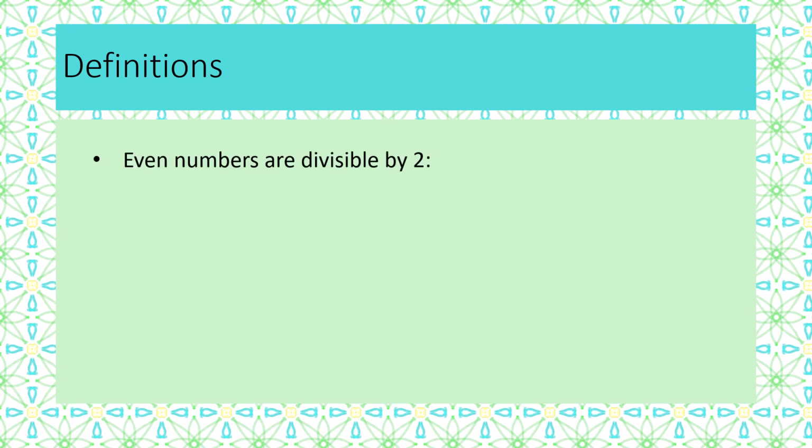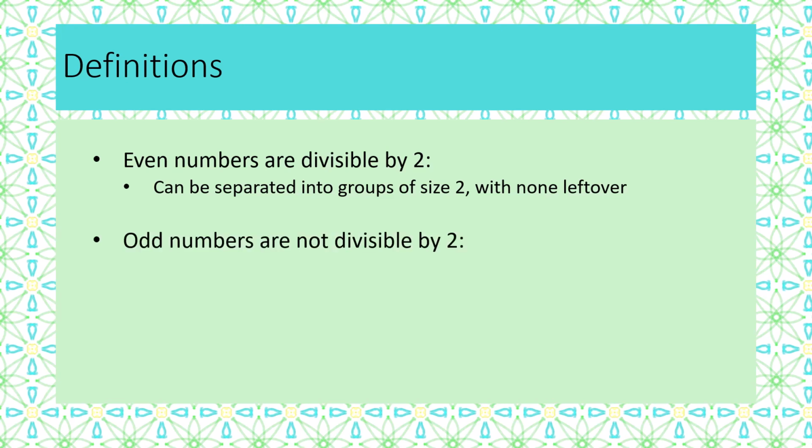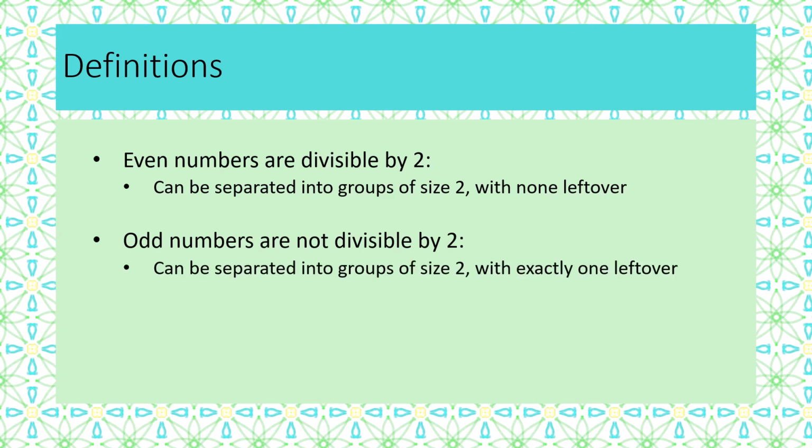Even numbers are integers that are divisible by 2. That is, an even number of objects can be separated into groups of size 2 with no objects left over. Odd numbers are integers that are not divisible by 2. So an odd number of objects can be separated into groups of size 2 with exactly one object left over.